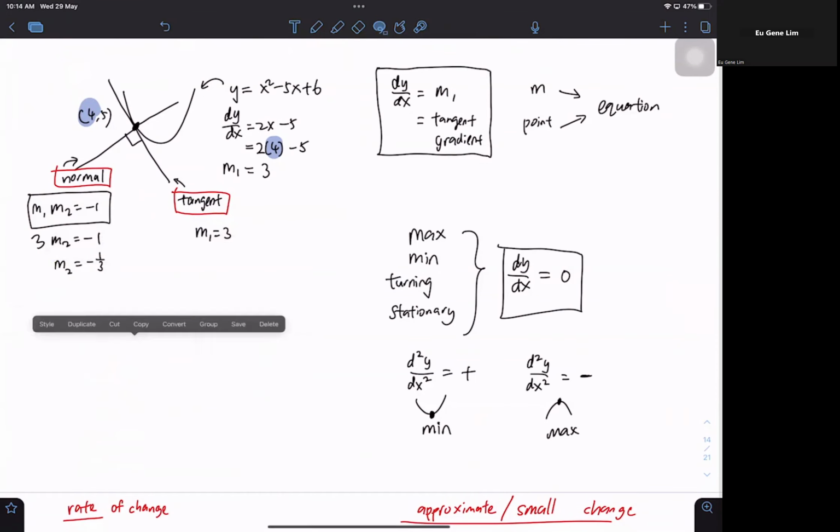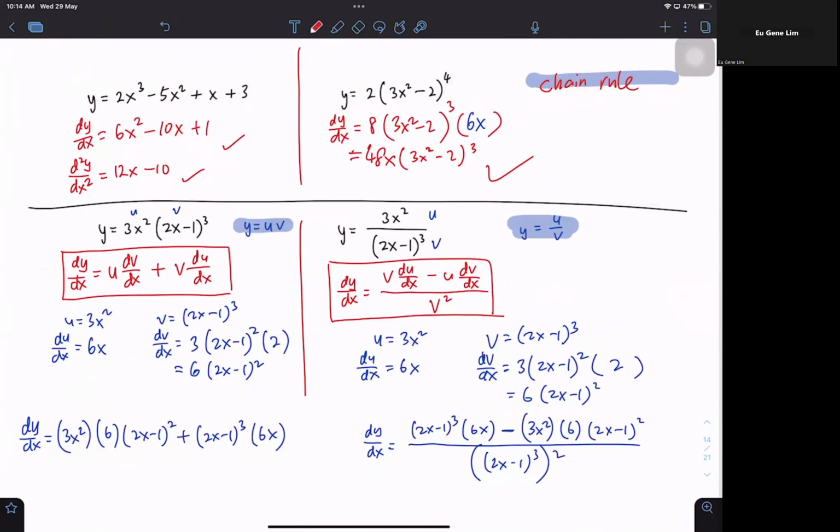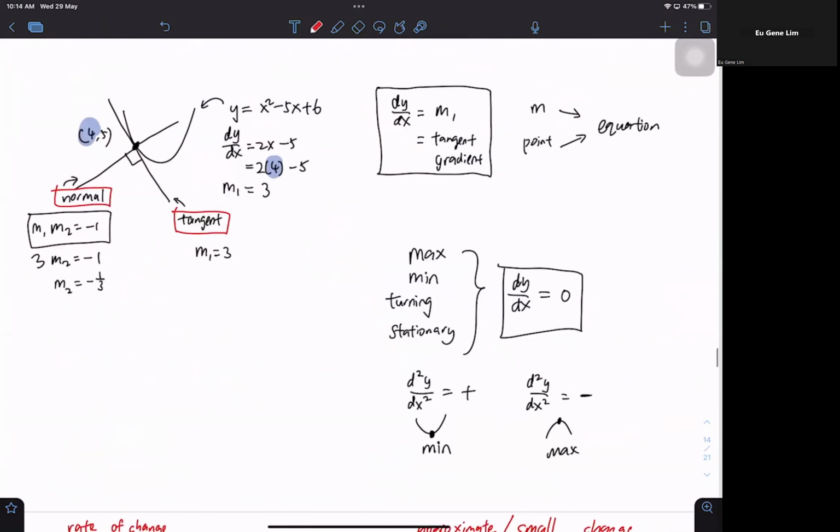If you want, you can take a picture, okay? You can take a screenshot. This one also. You can take a screenshot, you can take a picture. So remember, tangent is M1, normal is M2.